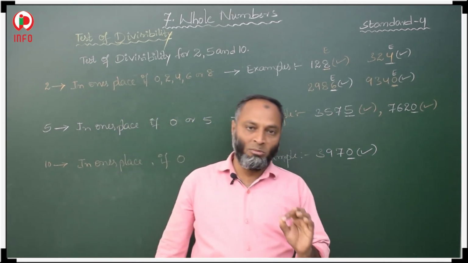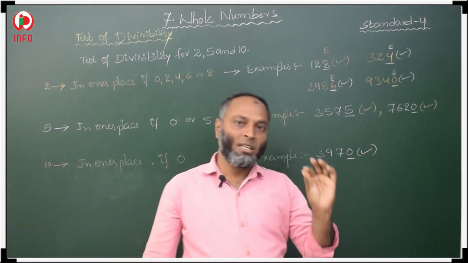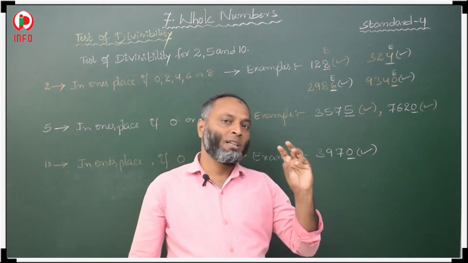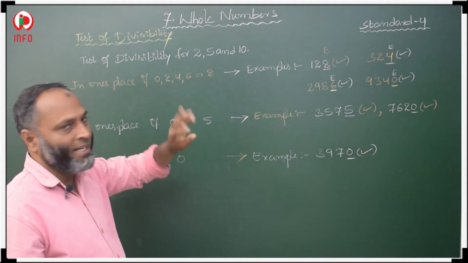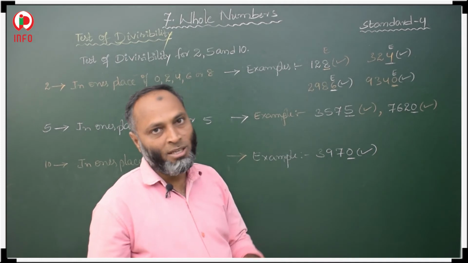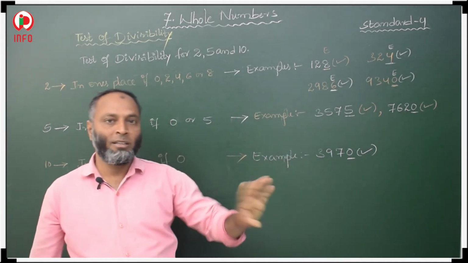So, just remember, for the 2 table, the digits in the ones place are 0, 2, 4, 6, 8. So a number is divisible by 2 if it is an even number.